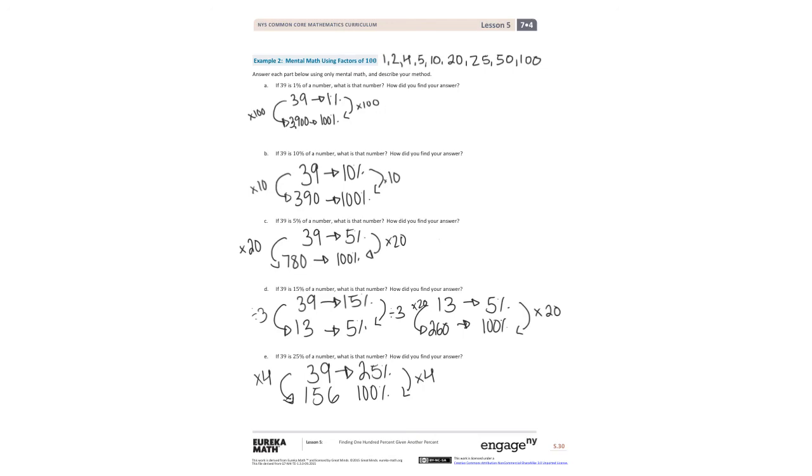25 is a factor of 100, and therefore there are 4 intervals of 25% in 100%. And so the quantity 39 corresponds with 25%, so there are 39 times 4 in the whole quantity.